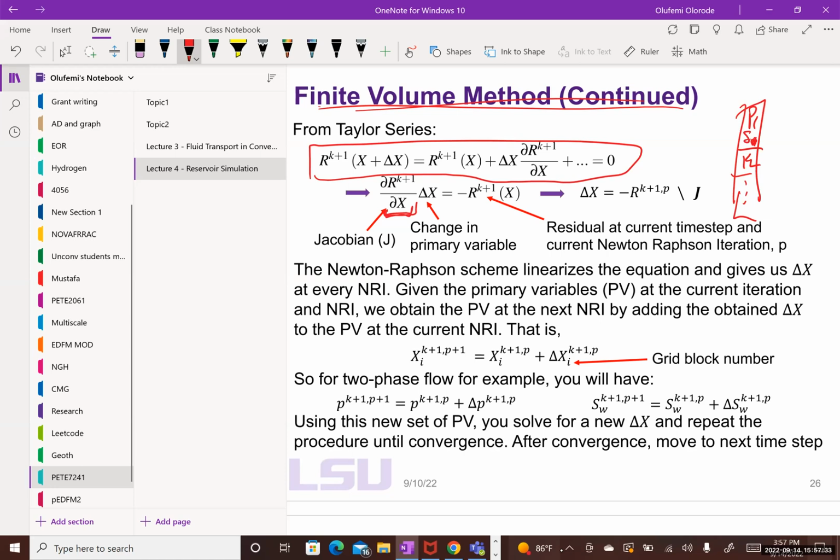You are differentiating the residual, which is a vector, with respect to another vector, each of the vectors. So that actually gets you a matrix. So this is a matrix. It's a matrix that contains derivatives: the derivatives of each of the residuals with respect to each of the primary variables. A matrix of derivatives is called what?